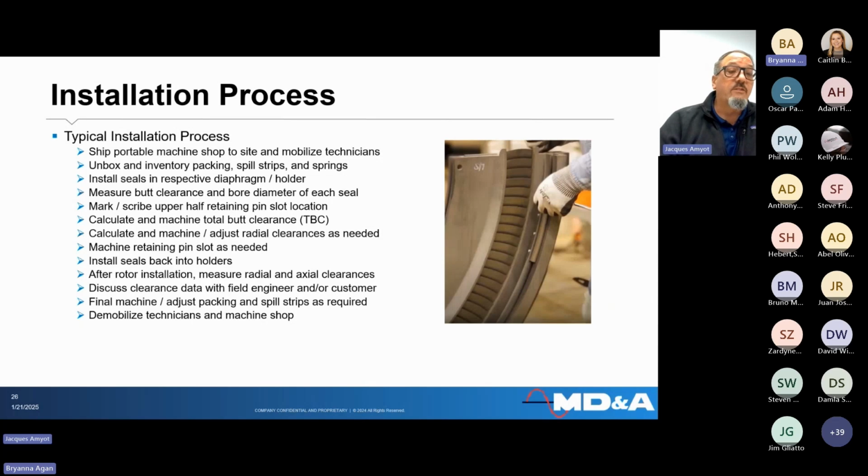They'll discuss that clearance data, the radial and axial clearances, with the field engineer and or the customer. In other words, just making sure that everyone's comfortable with the final design clearances in case anything else needs to be adjusted. Hopefully not, but in the event that there's significant consternation, they are there to be able to adjust components as necessary to address issues, and then they demob and go on their merry way.